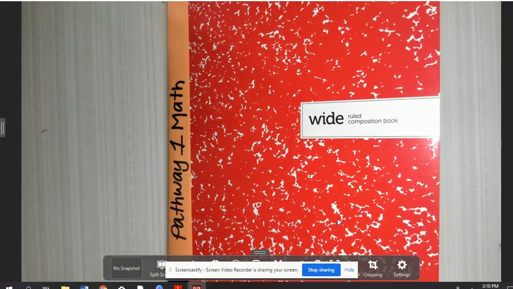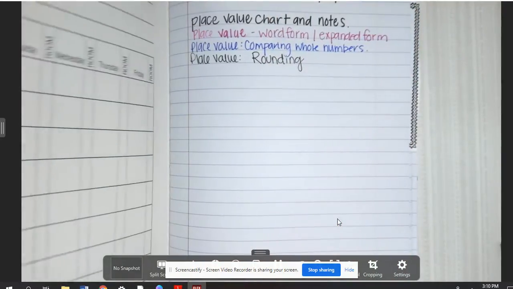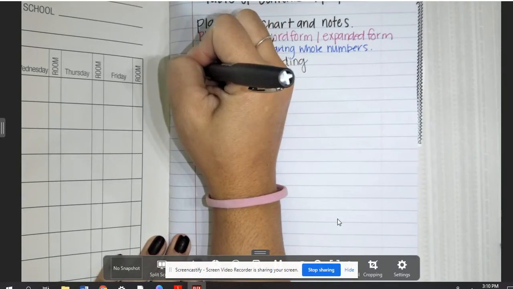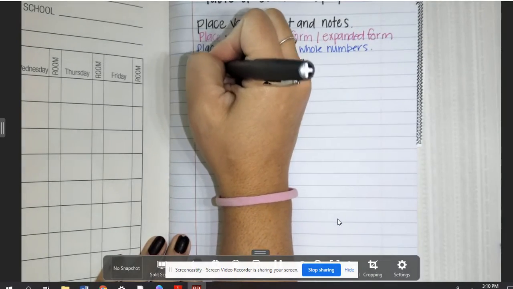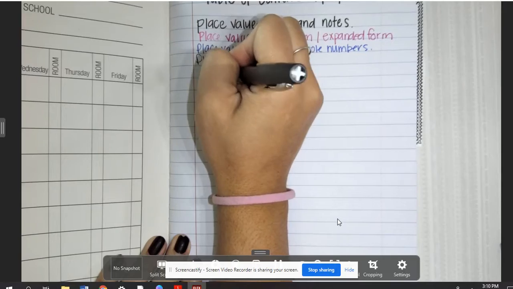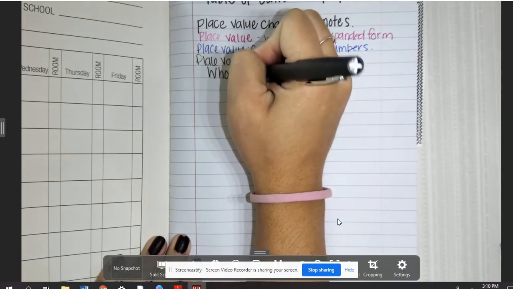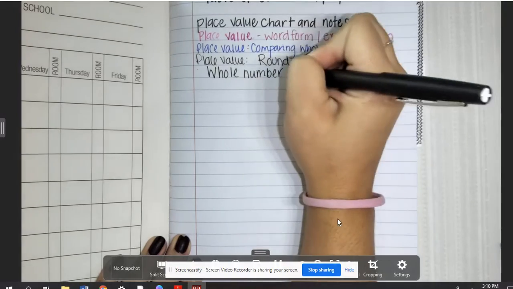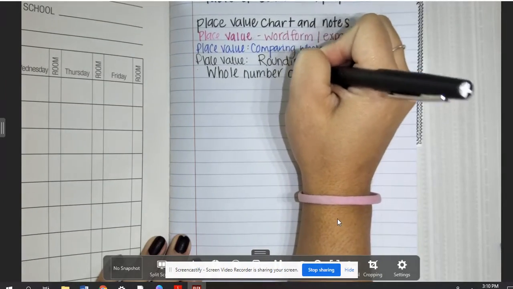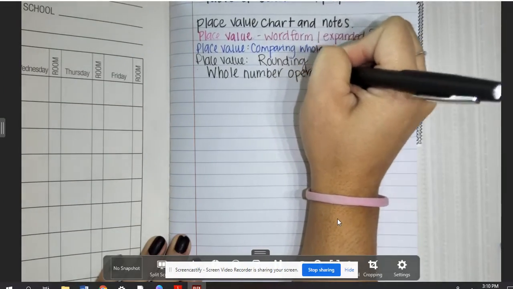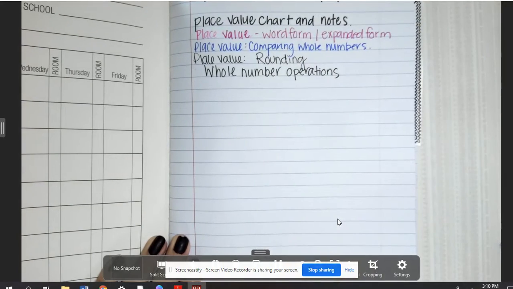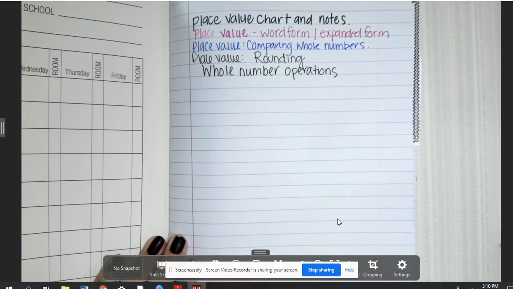So here we go. We're going to end our week with some whole number operations. I'm going to write this in my notebook. If you are writing as well, you can take a pause and you can write this in your table of contents. Okay, so we're going to start with whole number operations.